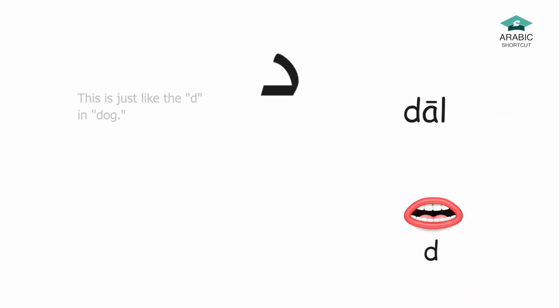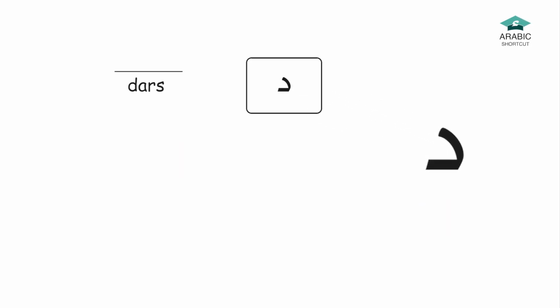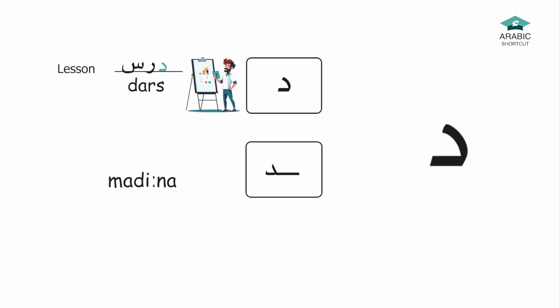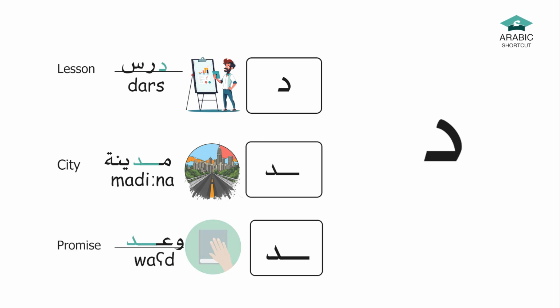حرف الدال. دال. Back to the easy ones. This is just like the D in dog. Pause the video, say it loud and proud. Da. Dal. Fantastic. Simple and chic. Dars means lesson. Medina means city. Wa'd means promise.